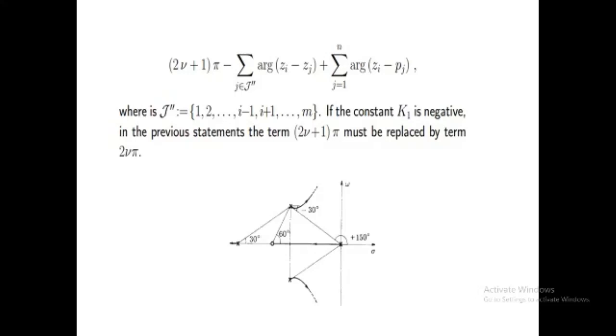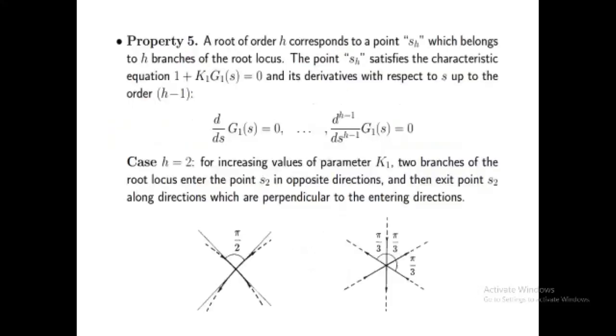And if the constant K1 is positive in the previous statement, the term (2v plus 1) into pi must be replaced by the term 2v pi. It is shown in the following figure.